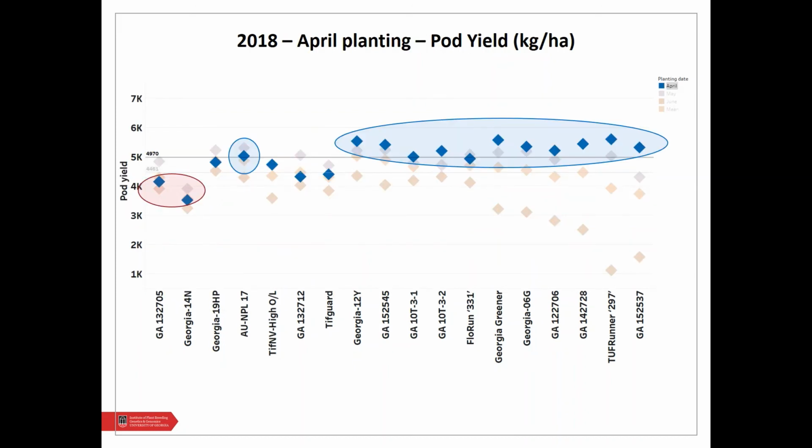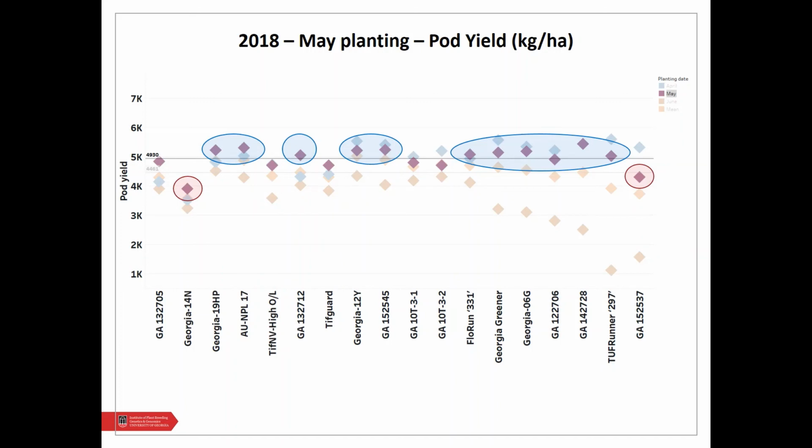Highest pod yields were seen in the lines with high leaf spot rating, and the lowest yields for Georgia 13 2705 and Georgia 14N, which had the lowest leaf spot ratings in 2018. The May planted trial saw Georgia 14N and Georgia 1525-37 with the lowest pod yield.